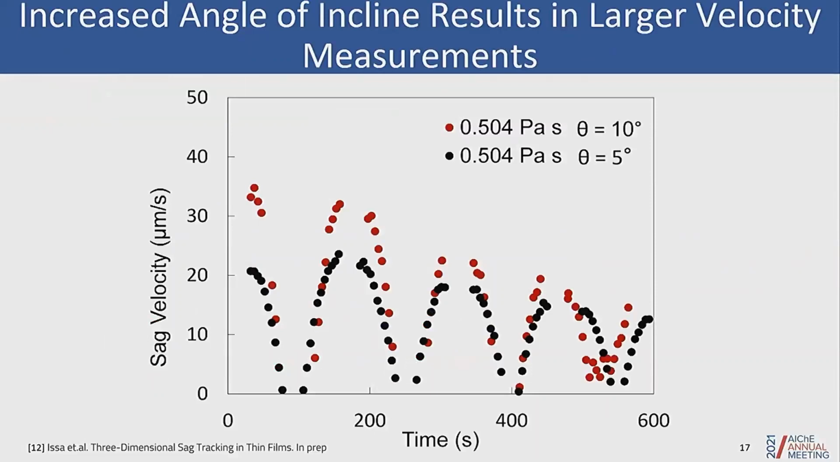Some of the observations that we saw was that increasing the angle of incline resulted in larger velocity measurements. So looking at the red dots, which represent the particle velocities at a 10-degree incline versus the same viscosity standard at a 5-degree incline, increasing the angle of incline caused an increase in gravitational forces acting on the film. Thus, we were able to get higher velocity measurements.